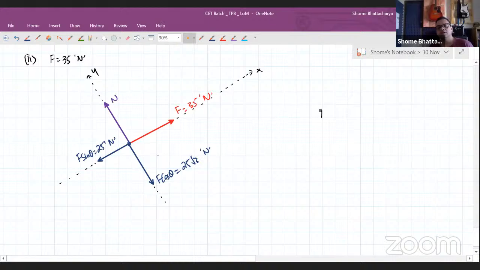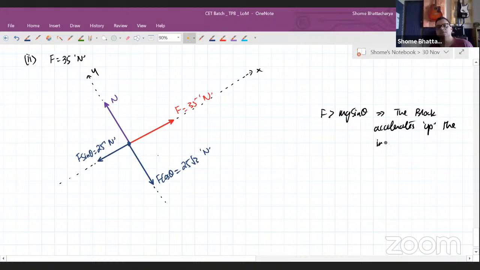So you can see now F is greater than mg sine theta. Therefore, the block accelerates up the inclined plane. Okay. So it has an acceleration in this direction.